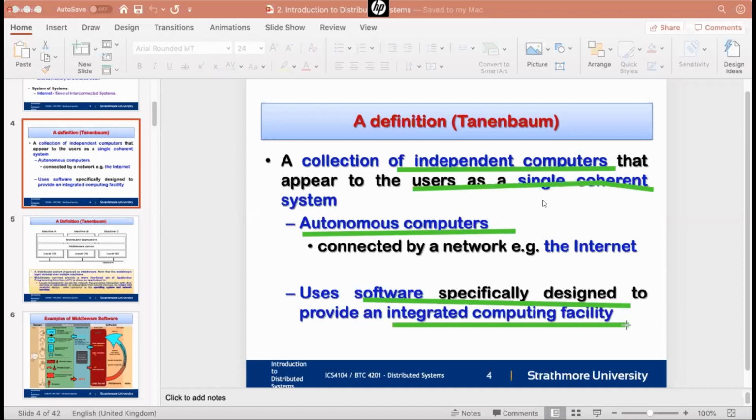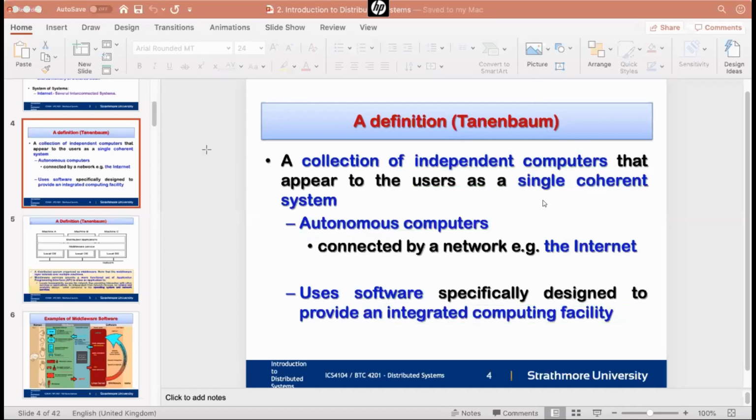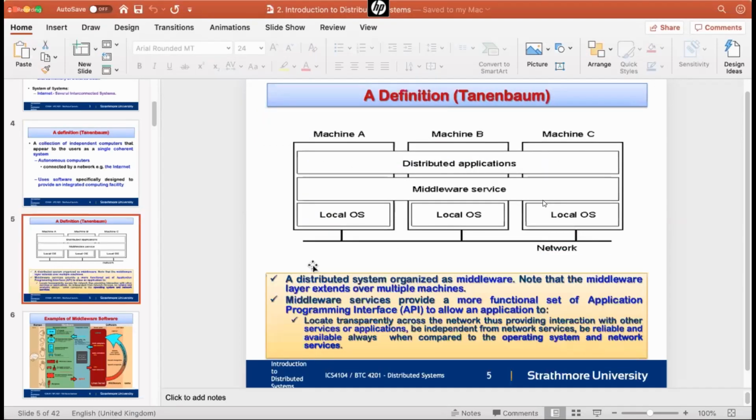So if I'm computing something, and it has to be combined or served by several computers, that's another example of a distributed system. They're autonomous, and they have specific software designed to ensure that they work together simultaneously. One part works on this, another part works on that, and then we can combine the results. So that's another definition of a distributed system. Now, let's think about that definition.